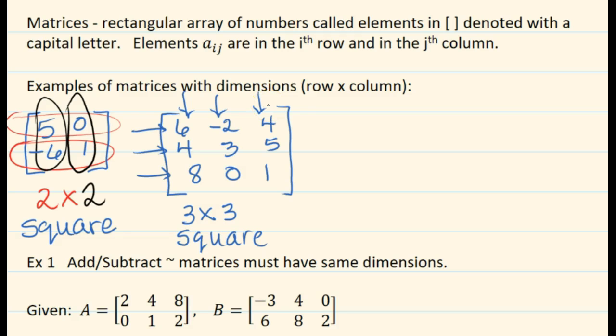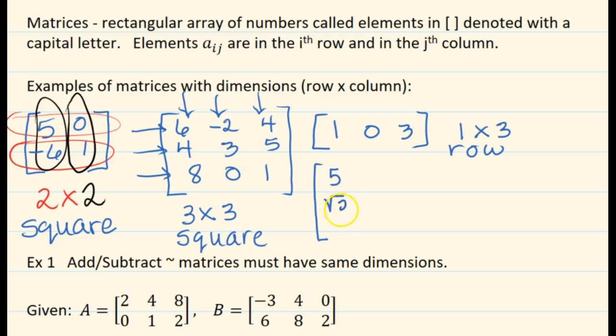Let's try another one. There are some special types of matrices. For example, 1, 0, 3 has the dimensions of 1 row and 3 columns. Sometimes we call this one a row matrix because it only has 1 row. Likewise, we might have something that looks like 5, the square root of 2, negative 3. This one has 3 rows and 1 column, so sometimes we call this one a column matrix.